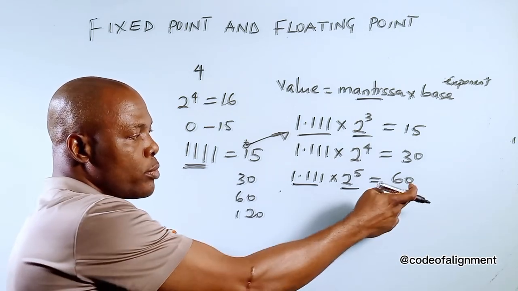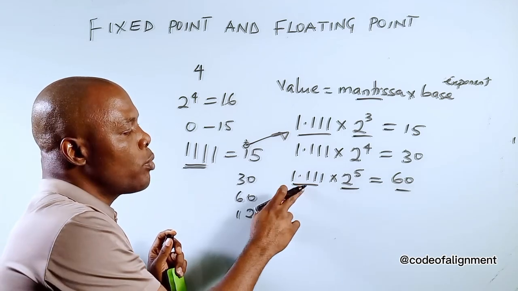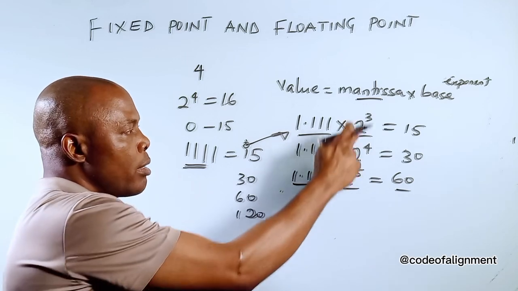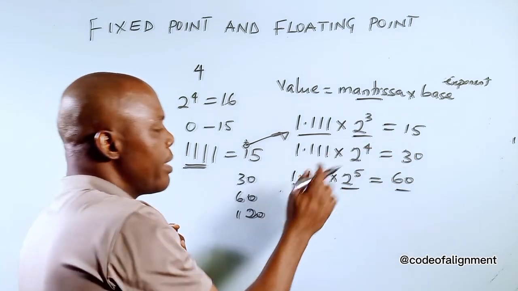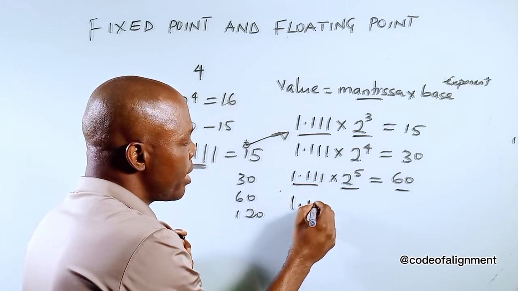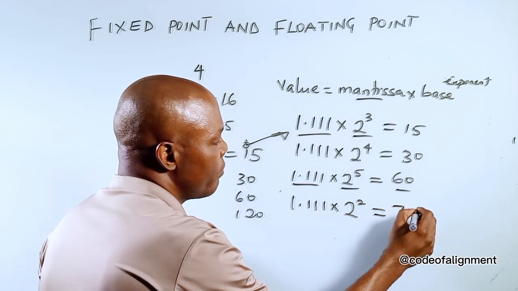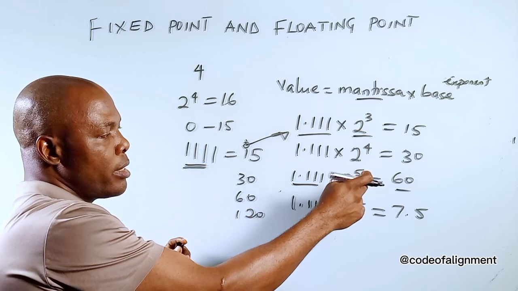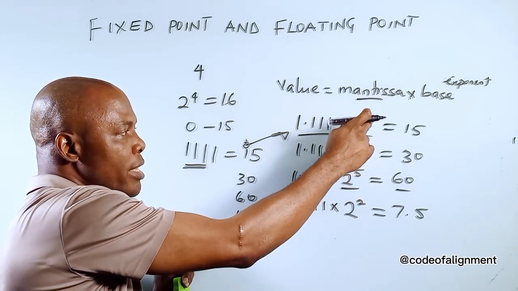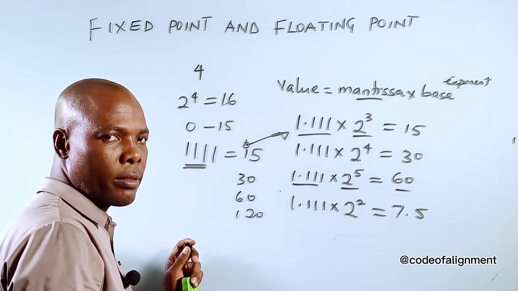So the output is different bits, a different number of bits, but the input is what? 4 bits into the scaling factor, giving me this output. Now, if I do 1.111 times 2 raised to the power 2, this will give me 7.5. So you can see the pattern. By just increasing or reducing the number of bits, the value is changing.